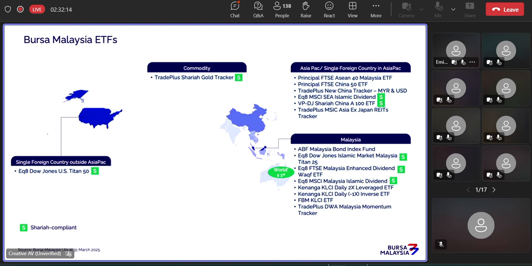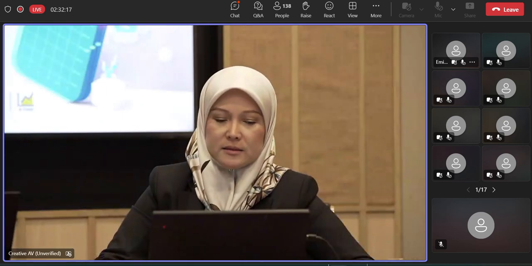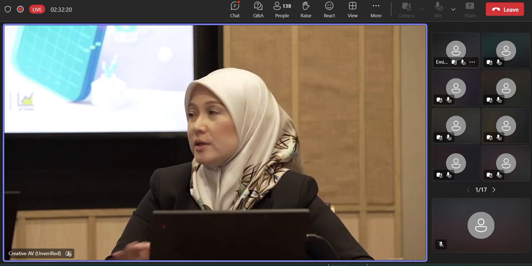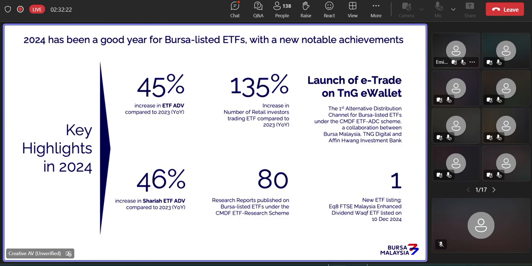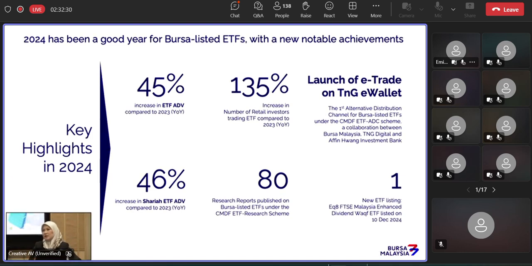Okay, and just to give some highlights on 2024. 2024 was a very good year for Bursa listed ETFs, basically. So we have notable achievements. For example, the overall ETF ADV, average daily trading value, increased by 45% as compared to the previous year. For Sharia compliant ETFs, it increased by 46% as compared to the previous year. And we have increased the number of ETF retail investors by 135%. That's a very huge jump.